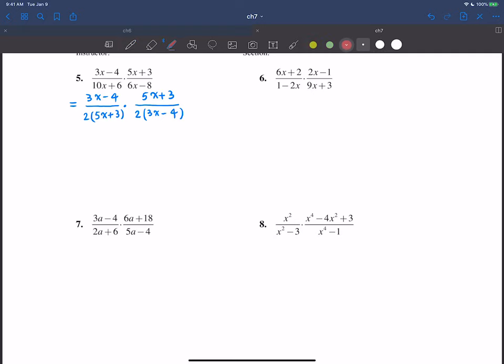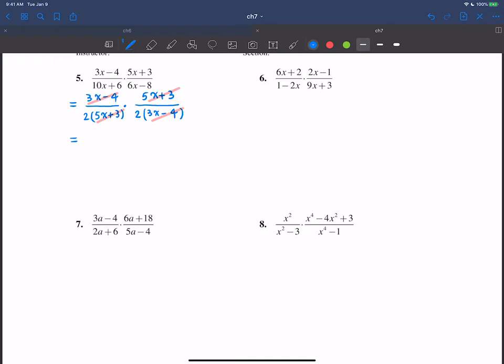Notice that they're already nicely arranged, so we could cross out the common factors. 3x minus 4 can be crossed out with 3x minus 4. 5x plus 3 can be crossed out with 5x plus 3. Write down what's left. It's very important that if you cross out everything on either the top or the bottom, then there is a 1 left.